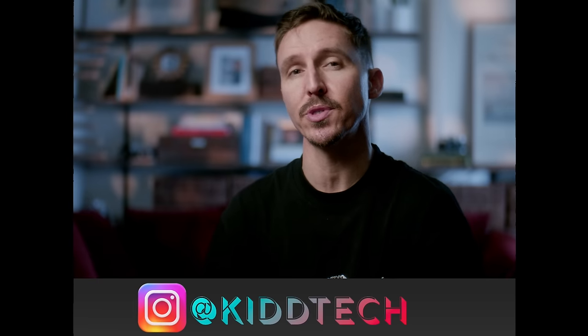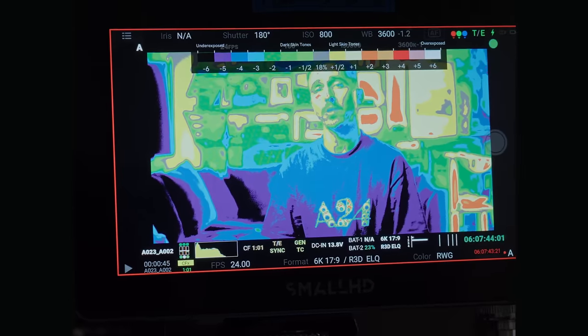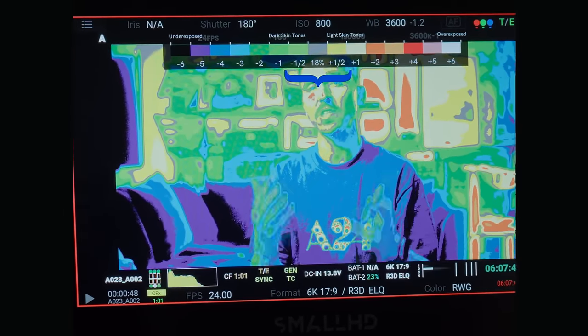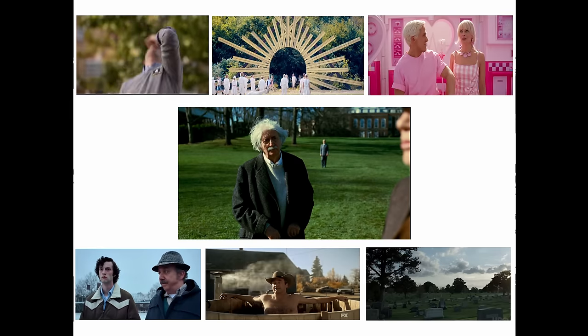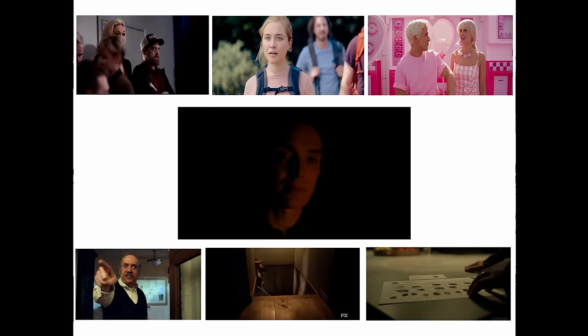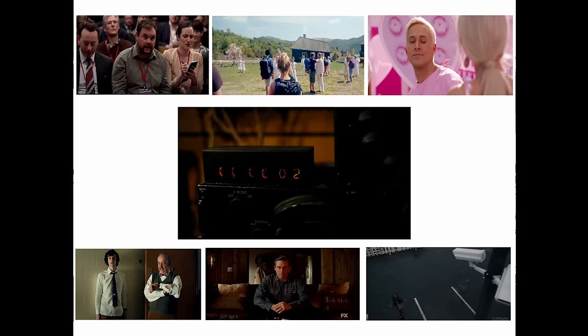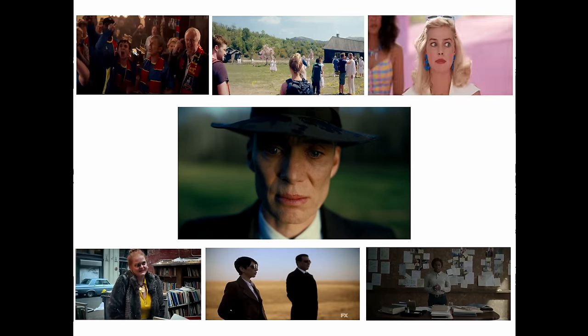One of the oldest concepts in cinematography is the use of contrast ratios. And now that we have the EL zone system, it is easier than it has ever been to monitor those ratios. Today, we're going to look at 7 modern references. And because of the lighting ratios, all of them have their own distinct look.